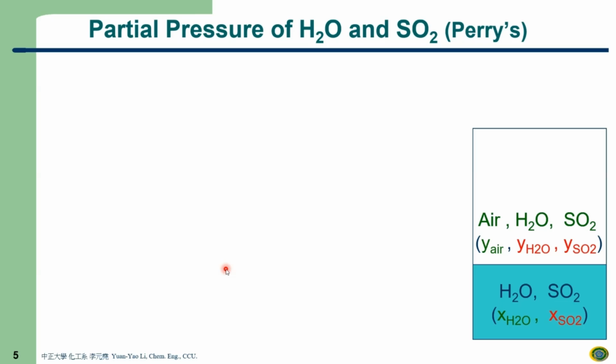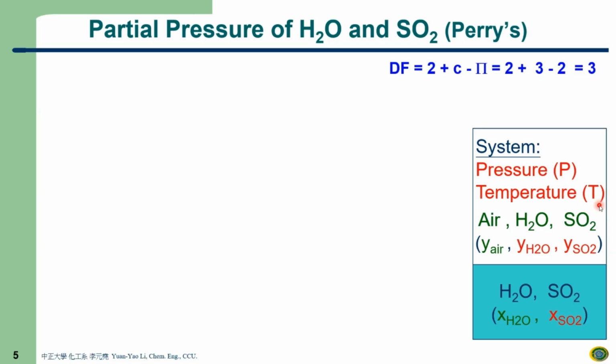So let's do a little bit of practice. Partial pressure of the water and sulfur dioxide. In this system we have different pressure and temperature. And let's think, if you want to duplicate or create this system, how much information do we need? Here we have 1, 2, 3, 4, 5, five unknowns. But how much information do we need in order to get these five answers? Let's use the degree of freedom analysis.